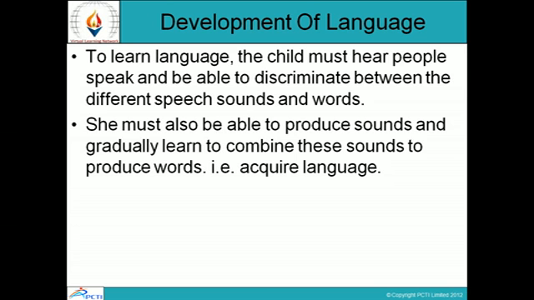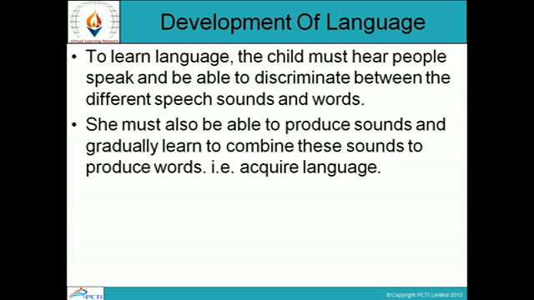How does the development of language take place? To learn a language, the child must hear people speak and be able to discriminate between the different speech sounds and words. The child must hear people speak here and there and be able to discriminate between different speech sounds, loud, soft, low, and different words, the kind of words which are used and the tone with which the words are expressed. He or she must also be able to produce sounds and gradually learn to combine these sounds to produce words, that is, to acquire language.